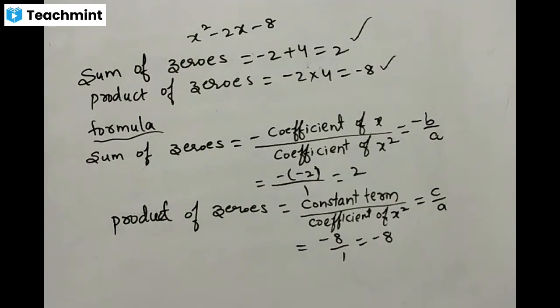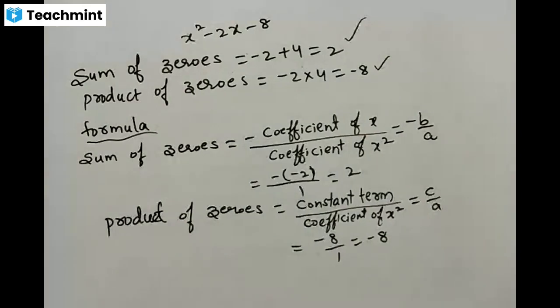Sir, sum of zeros we should take minus b by a only, sir. Yes, it is a formula: minus b by a. Sum of zeros is minus b by a. Product of zeros is c by a. Okay, sir.